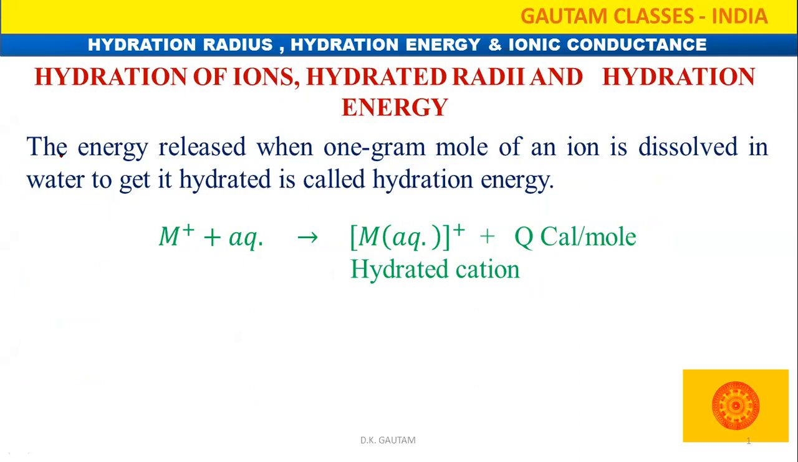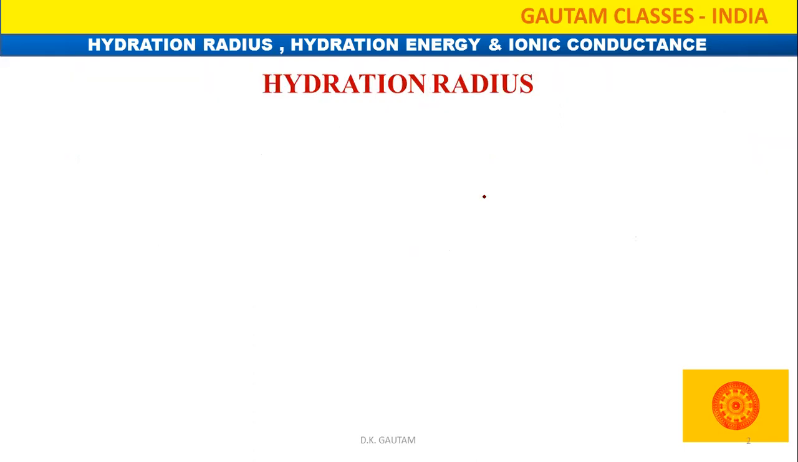Look here, the energy released when 1 gram mole of ion is dissolved in water to get hydrated is called hydration energy. That means on dissolution of 1 mole of ionic compound, whatever energy is liberated is called the hydration energy. It depends on the size of the ion and its tendency to dissolve in the solvent. So hydration radius is a really very important thing. We have to understand this.